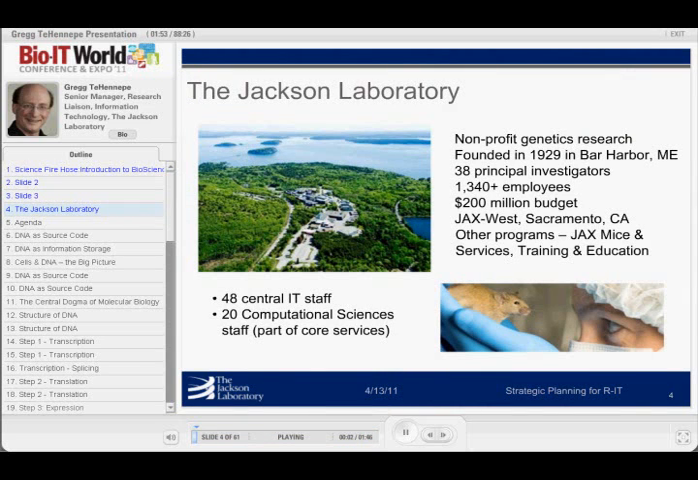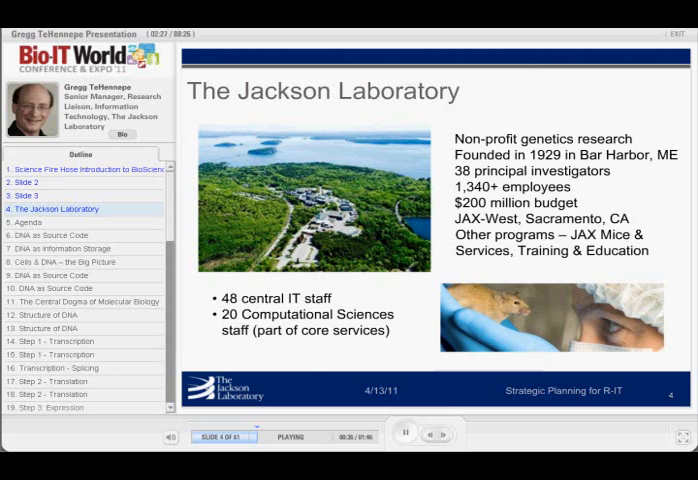The lab is in a beautiful location up on Mount Desert Island off the coast of Maine. We're always recruiting, so if you want to come somewhere beautiful, get away from the city for a while, it's a gorgeous location right next to Acadia National Park. It's been around for over 75 years. We have about 38 principal investigators, close to 1,350 employees, and roughly a $200 million a year budget. We have one remote site in Sacramento, California, and we've been in the news lately because we're looking at a potential site in Florida.